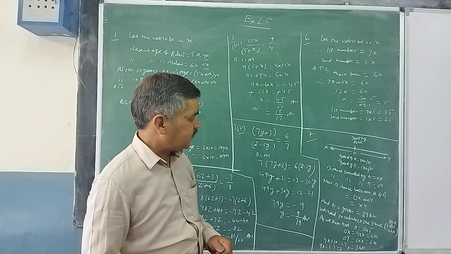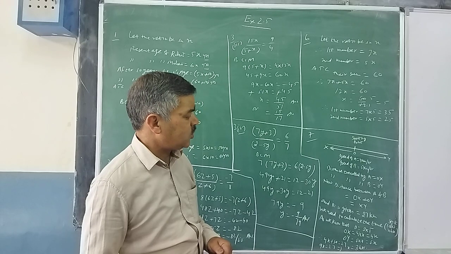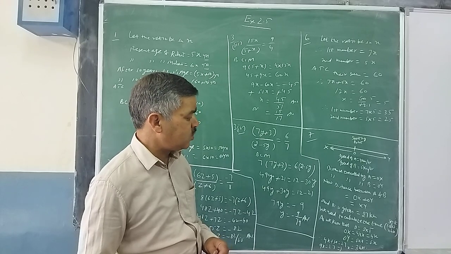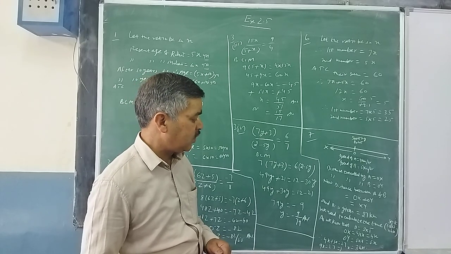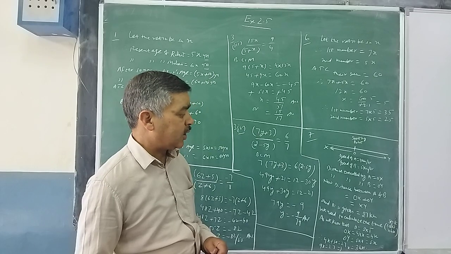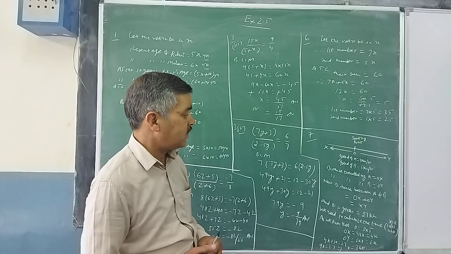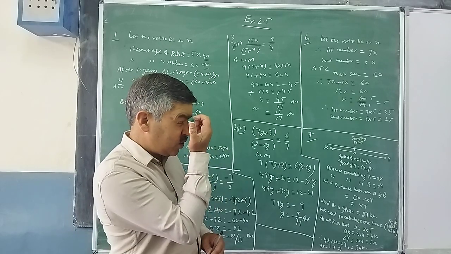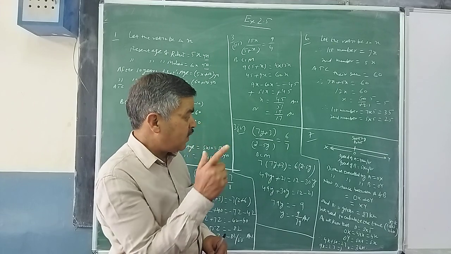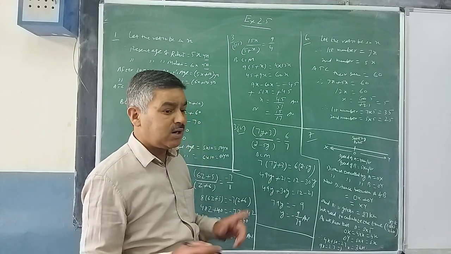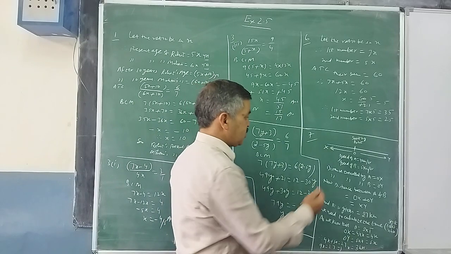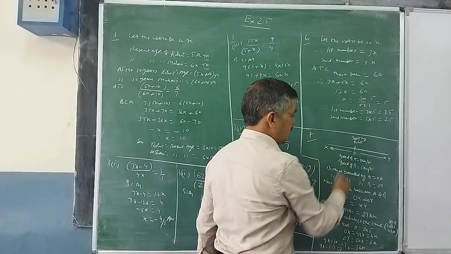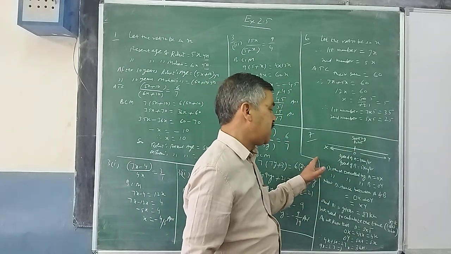Then the last question, number 7. You need to understand this question very, very carefully. So, it is a high order thinking question, I can say. Here we are given the starting point from where A and B are starting but in opposite directions. Suppose I am marking here O as the starting point for both A and B.